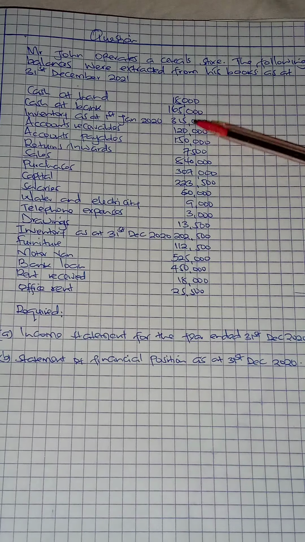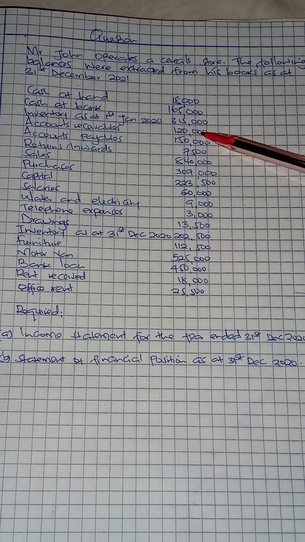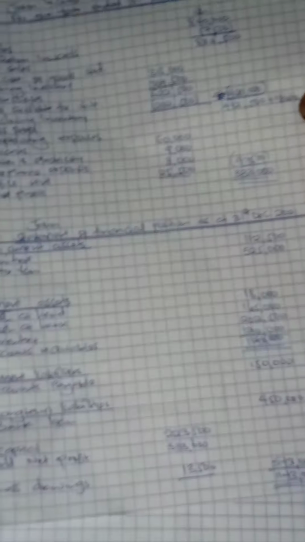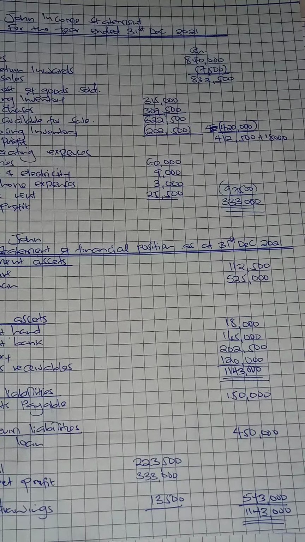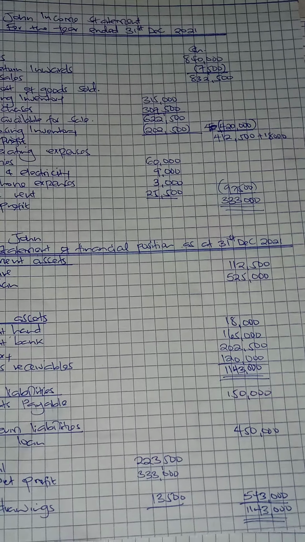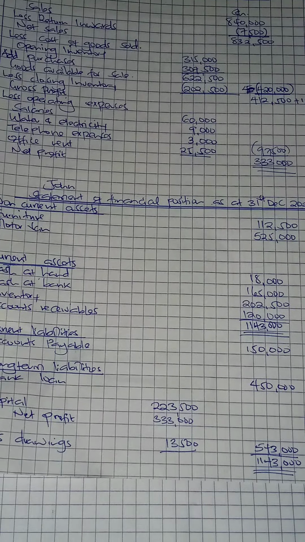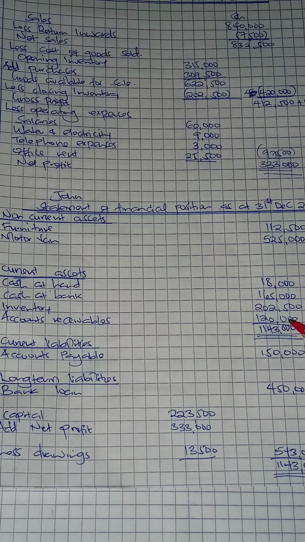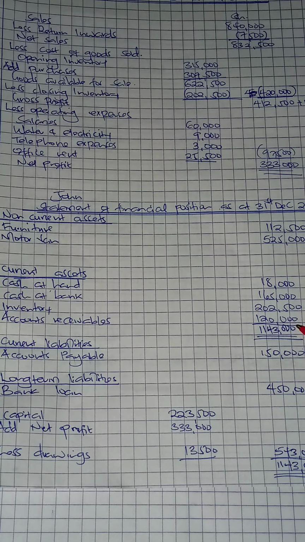Accounts receivables, here it is from the illustration. The amount is 120,000, and that's what you put here, just the way it is. I hope you're able to see that. Here are the accounts receivables amounting to 120,000.